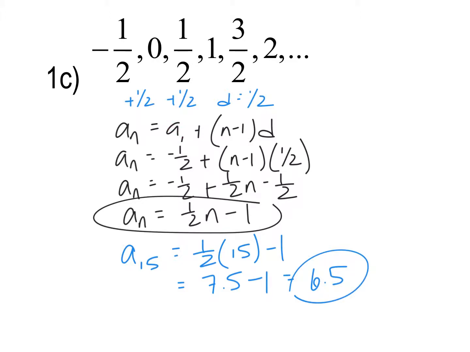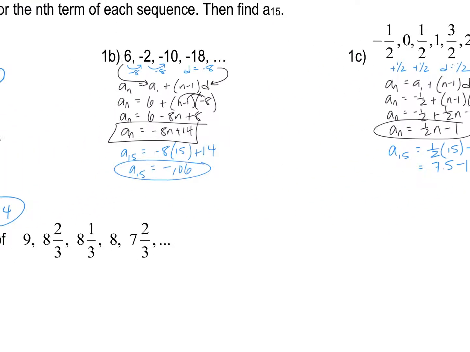Remember that little 1 there means the first term. And the rule for any term that I want to find, I could find the 100th term if I want to. That's why we leave it as A sub n, because you can change n into whatever term number you want to find. So again, if I want to find the 15th term, all you have to do is plug in 15 there and you get 6.5.